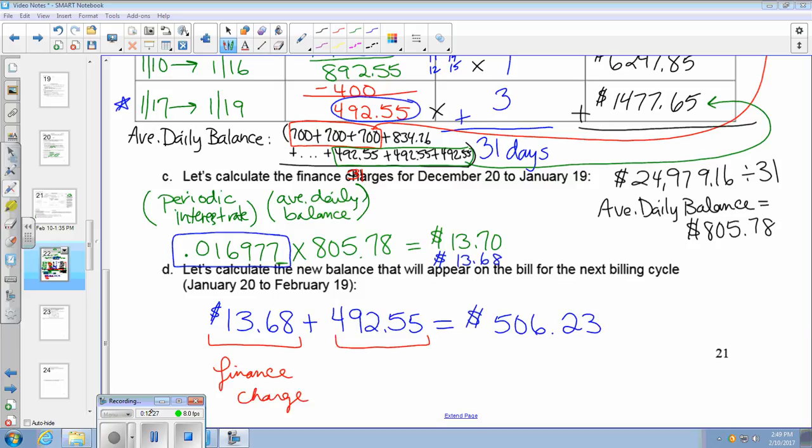And this piece here is your ending balance or previous balance. So you're getting charged about $14 because you didn't pay the credit card all at once. Let me make one more note here again. This is your next bill amount.